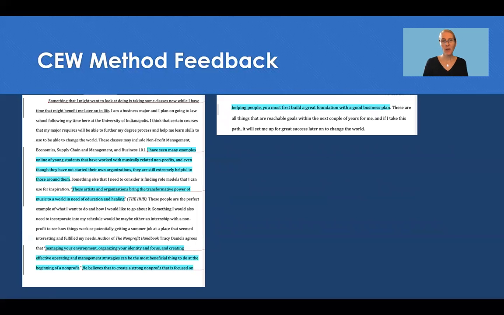Here's an example of something that you can do to help you out while you're reading somebody else's paper, if you're not quite sure whether or not the CEW method is being used. So here, if you look, I've underlined what I feel is the main claim. Right? This is coming from a student's paper that I had permission to share with you. So this is a real live action plan that was written last year.